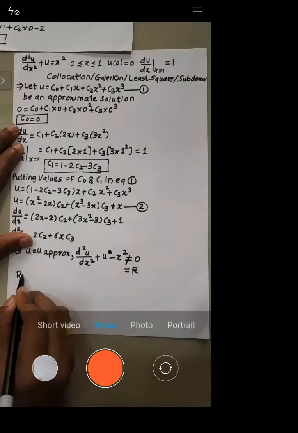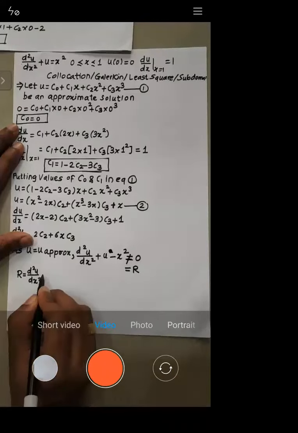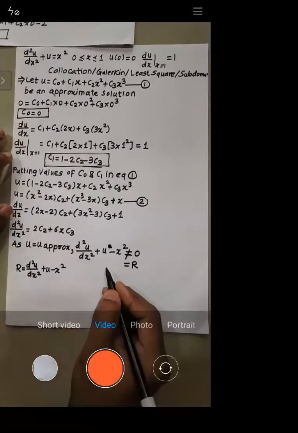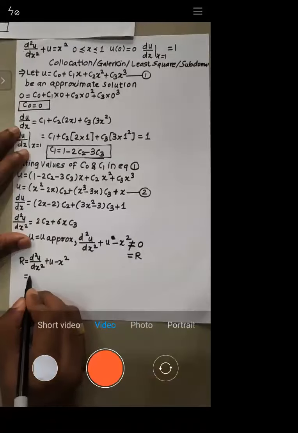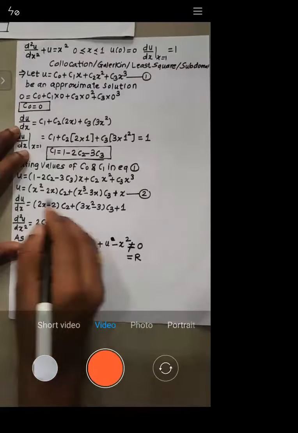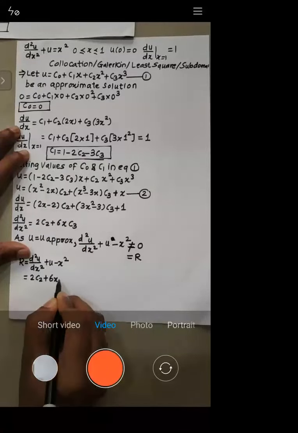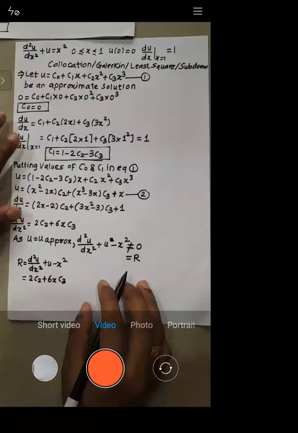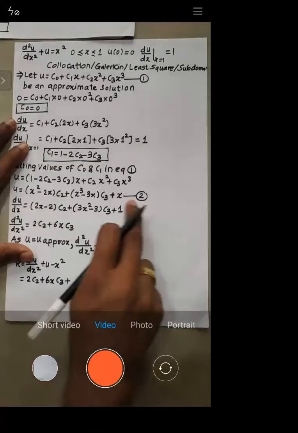So what is the residue? The residue is given by d square u by dx square plus u minus x square. This is your residue, right? So just put in this value. What is d square u by dx square? Here it is written: 2c2 plus 6x c3. This is d square u by dx square, plus u. See, this is the value of u, na? You need to take it from equation 2.